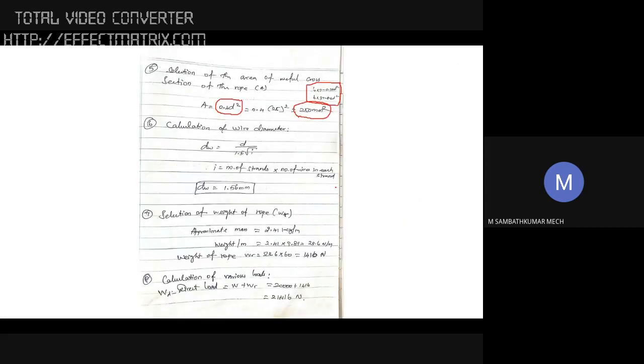For calculating the wire diameter, again the formula is not available in our design data book, so you should recall it while solving the problem. So dw is equal to small d divided by 1.5 into root I, where I is equal to number of strands into number of wires in each strand. That is, your rope specification is 6 into 19, where 6 is the number of strands.